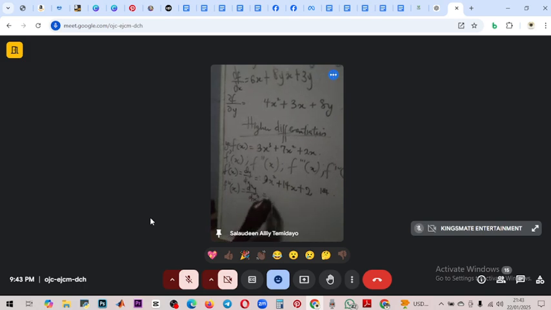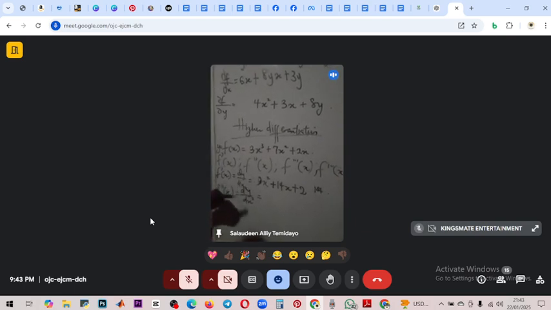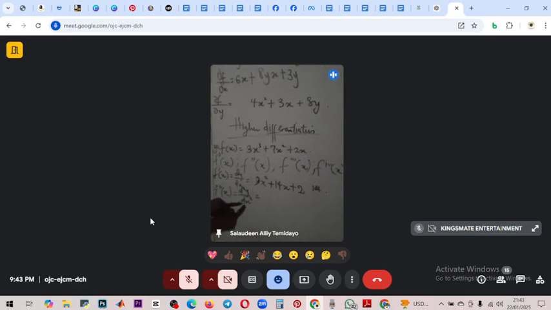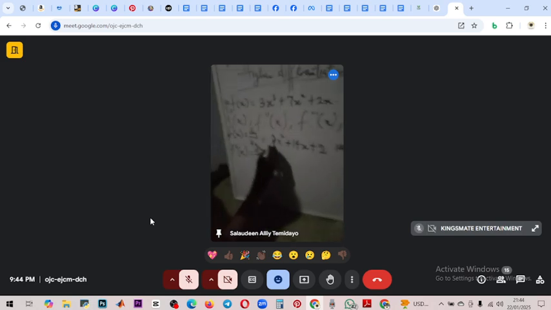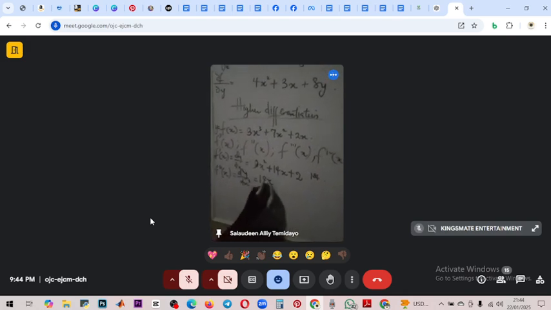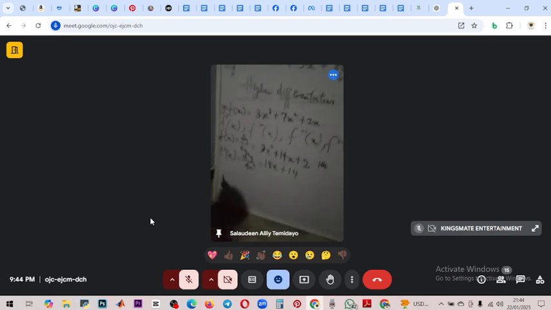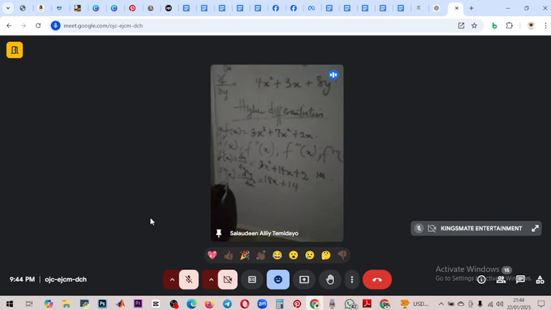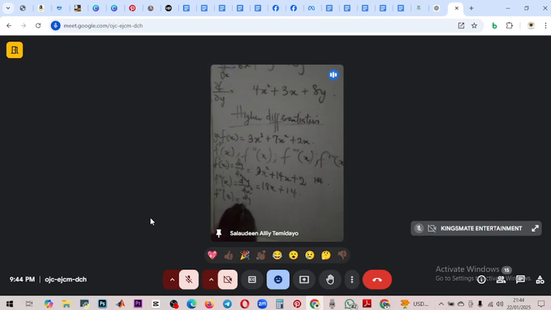So f double prime of x is equal to d squared y by dx squared. That is the second derivative of y with respect to x. I will not write it as dy/dx, I'll write it as d squared y by dx squared. These are Leibniz notations. So now differentiate this one. This is 18x plus 14, right?